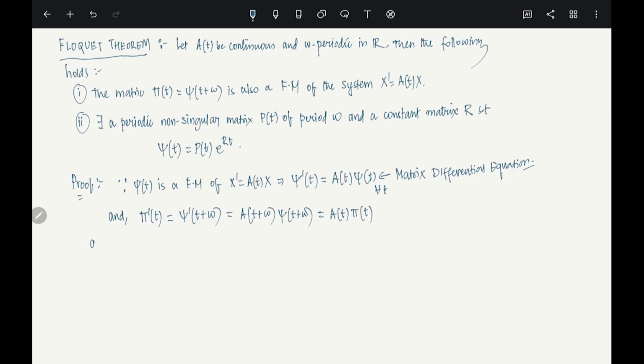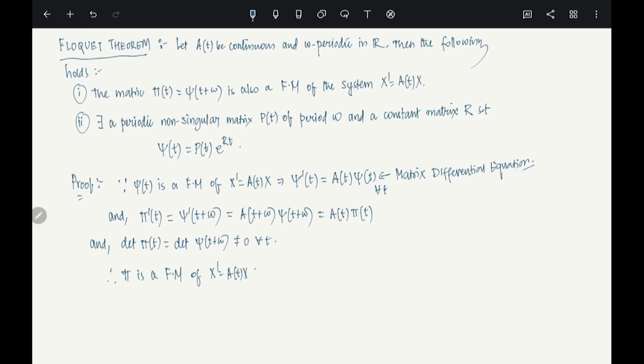And of course, the determinant of psi of t is nothing but the determinant of phi of t plus w, and that is going to be non-zero for all t. It's a fundamental matrix, so it has to be non-zero. So what we have is that psi is a fundamental matrix of the homogeneous problem x prime equals A(t) times x. I hope this is clear now.